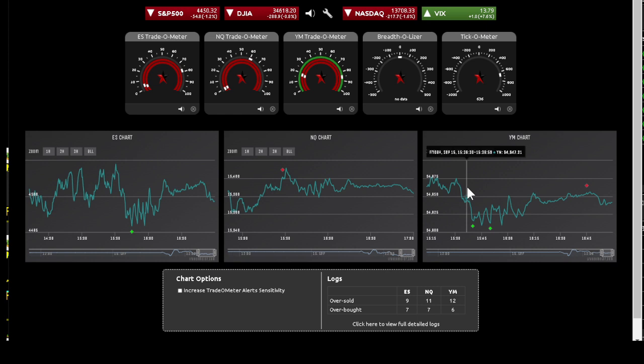But these are all mapped, and sometimes I'll get a buy indicator when I get a sell indicator. And that's exactly what happened here. We had a buy indicator in the ES at the end of the day. That was our divergence. That was our super signal right there.